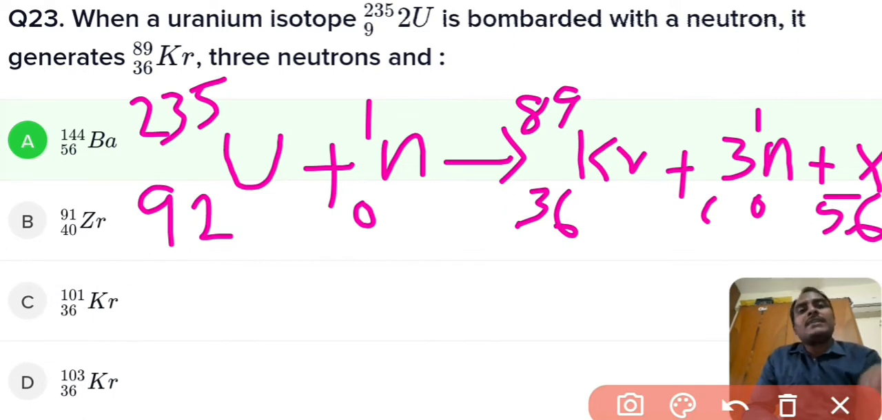So the left-hand side is 236, the right-hand side also becomes 236. 92 plus, we should write here 144. Then the total becomes 236. So the element which has atomic number 56 and mass number 144 is barium, Ba 56, 144. So option A is the correct option.